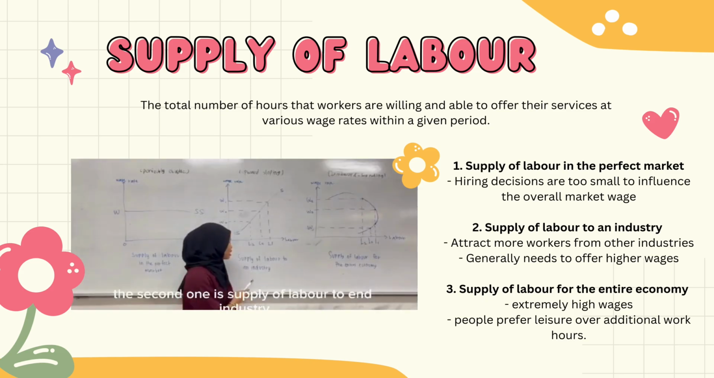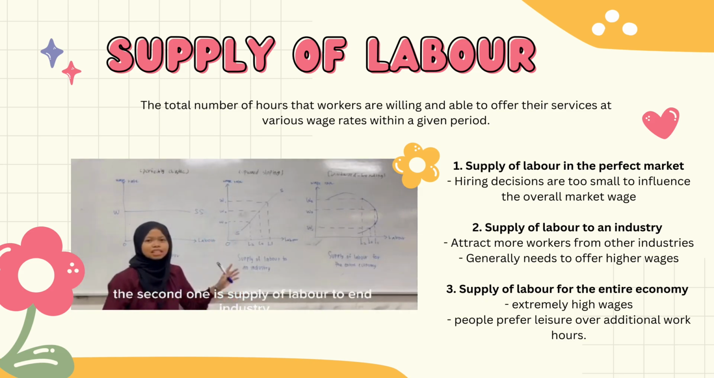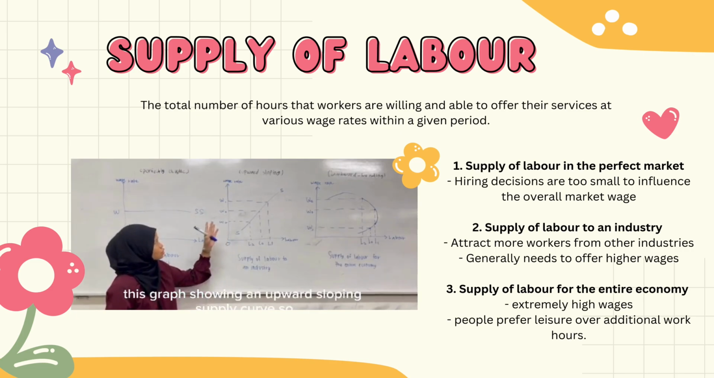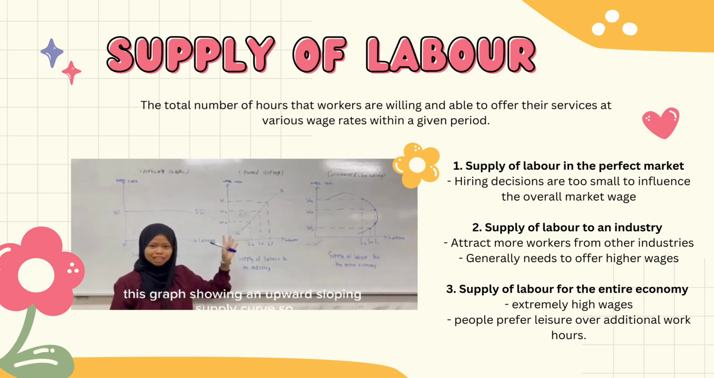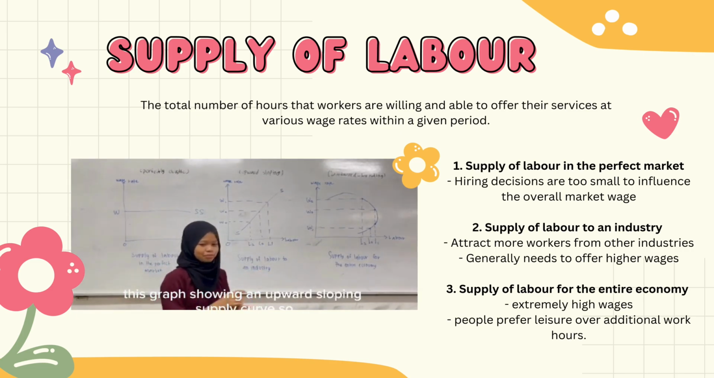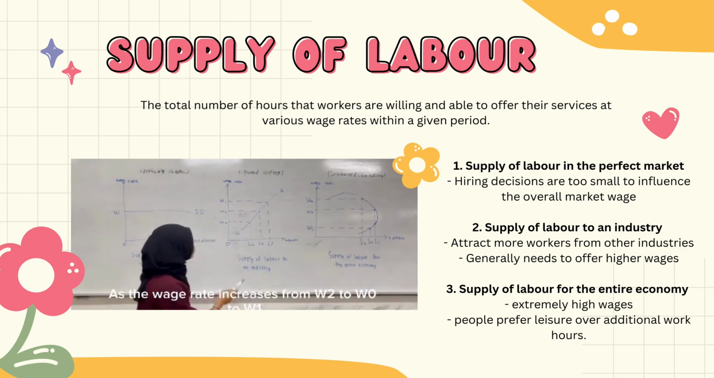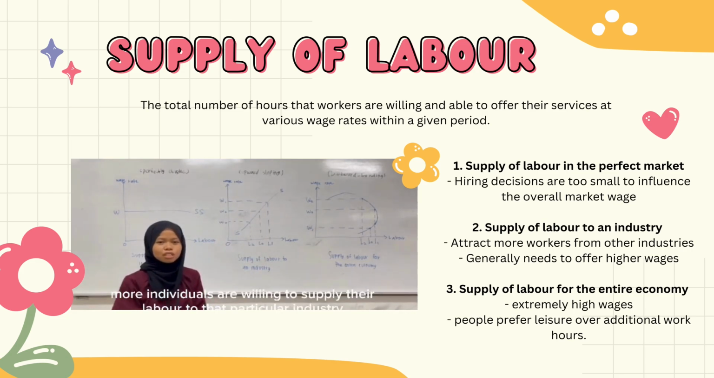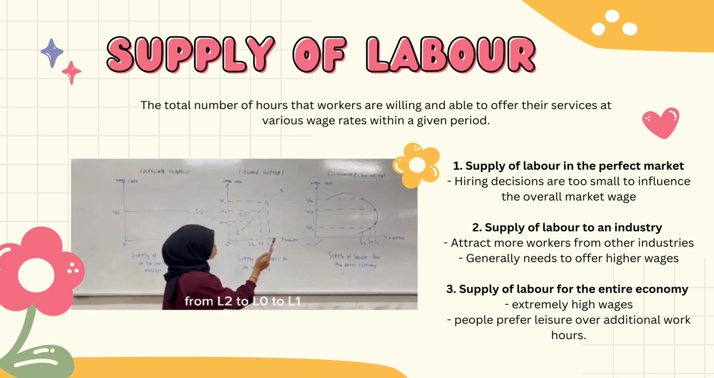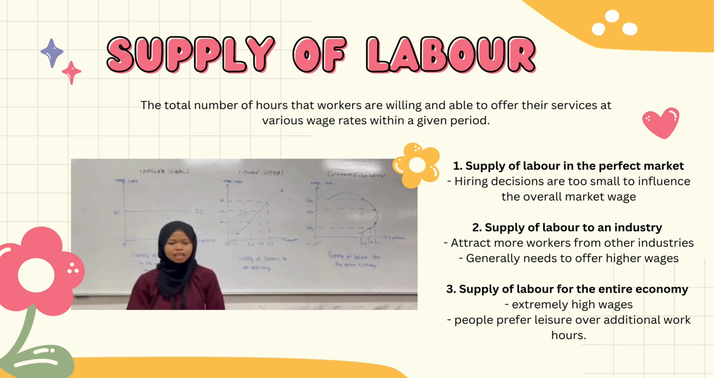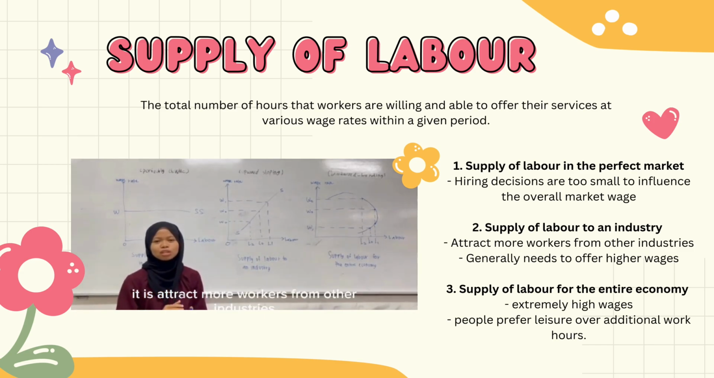The second one is supply of labor to an industry. This graph shows an upward sloping supply curve. So, as the wage rate increases from W2 to W4 to W1, more individuals are willing to supply their labor to that particular industry, from L2 to L4 to L2. It attracts more workers from other industries.